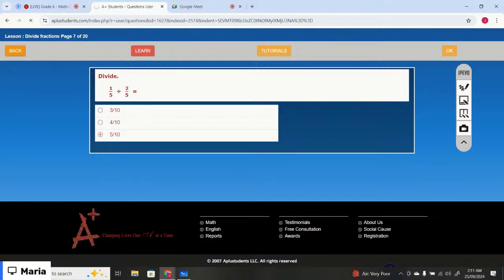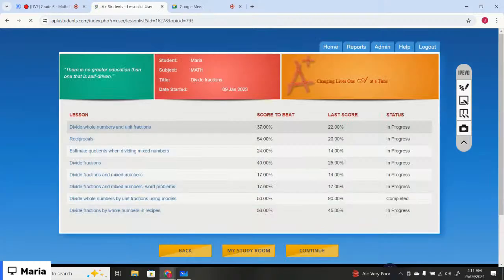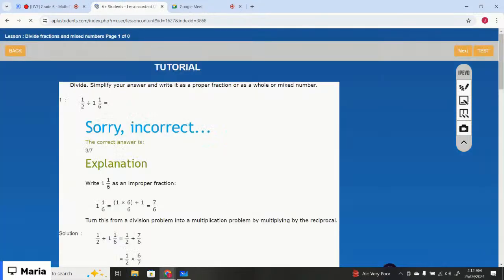Okay, you can complete the lesson by yourself later today. Let's just move on to the next lesson. The next lesson is divide fractions and mixed numbers. Let's just start with the next lesson.